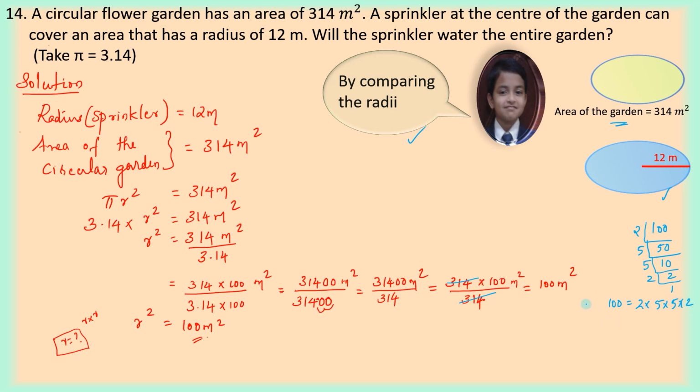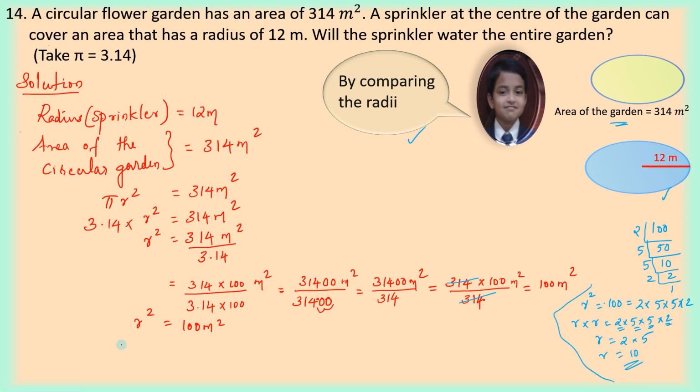That is, r square equal to 100, that is equal to 2 into 5 into 5 into 2. This r square we can write as r into r, that is equal to 2 into 5 into 5 into 2. But we need the value of r only. So r will be equal to, for these two 2's write 1 two, and for these two 5's write 1 five. That is, r will be equal to 2 fives are 10.